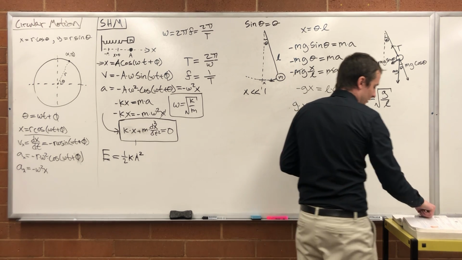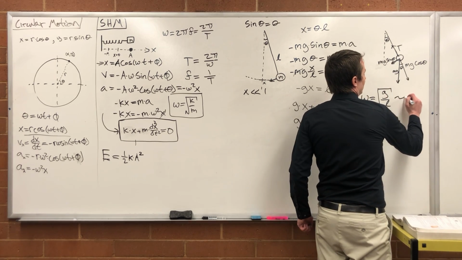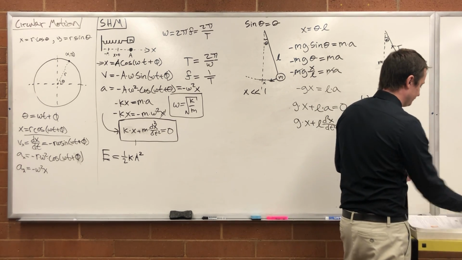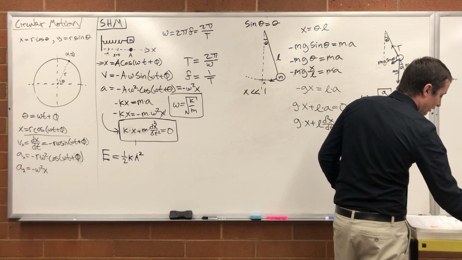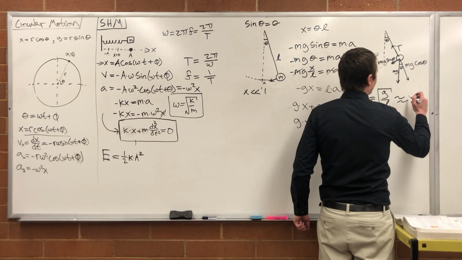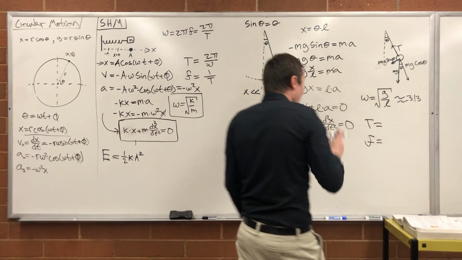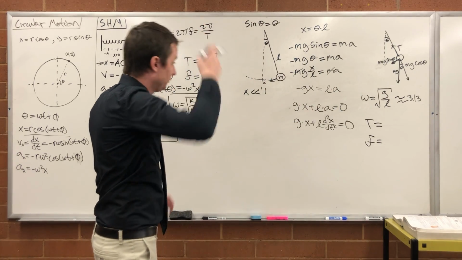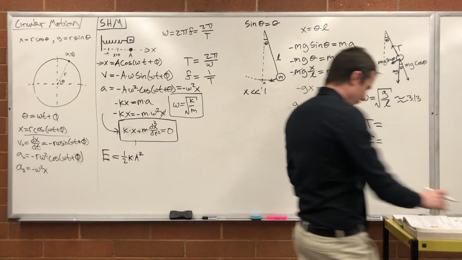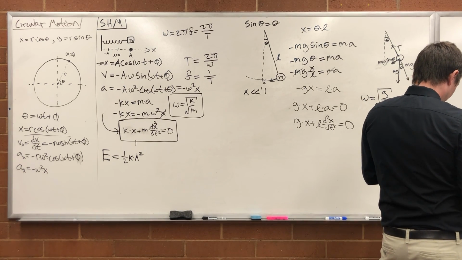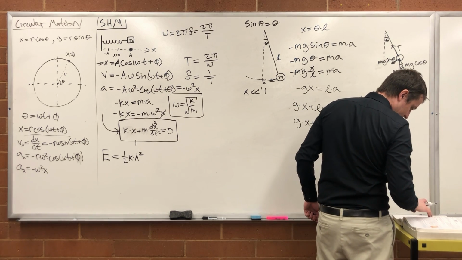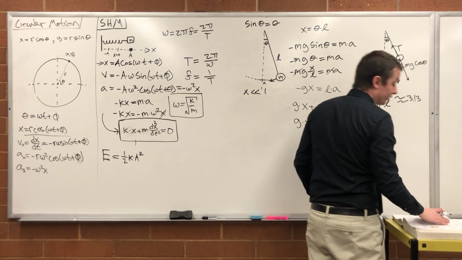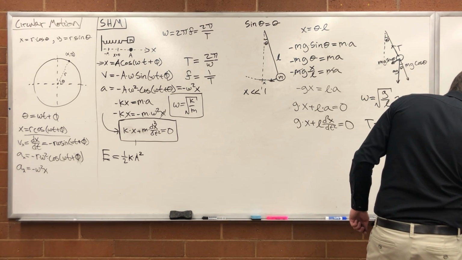You with me? So we can figure out omega real easily. Omega is just the square root of g over L, the square root of 9.8, and we get 3.13 radians per second. And now our period is just 2 pi over omega. So 2 times pi divided by omega gives us, how many significant figures do they have in this problem? They have 4 significant figures.